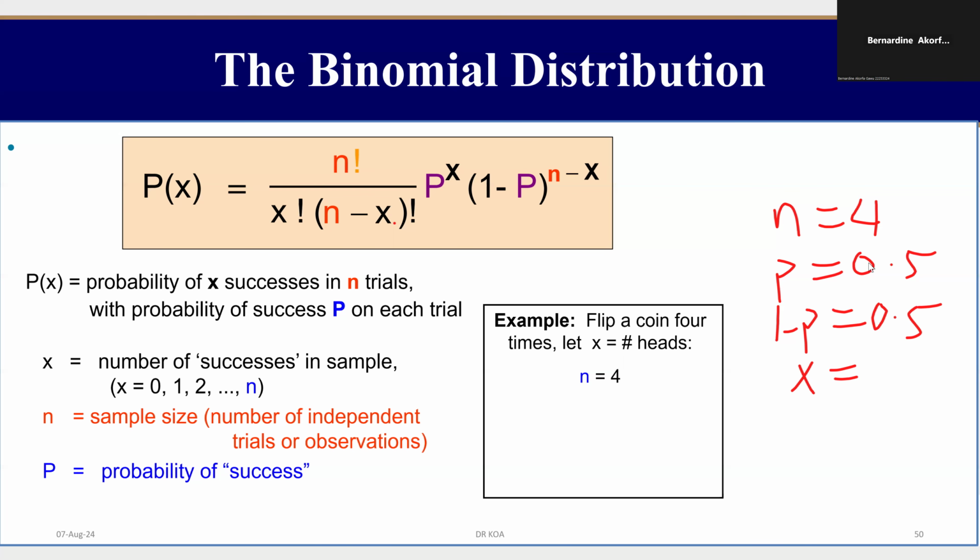Now, it says let X be the number of heads. So you've been told what X is, and now we're looking for X. If X is the number of heads, what will be that number of X? Remember, you flip the coin 4 times.